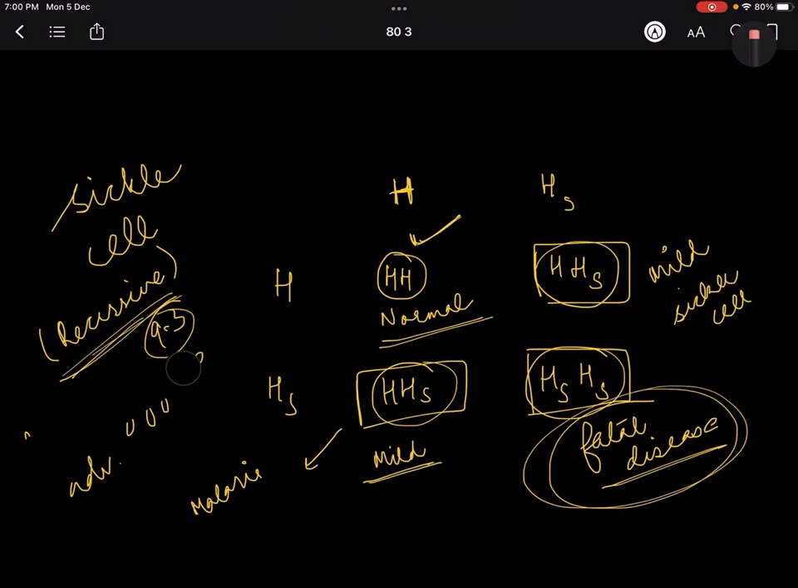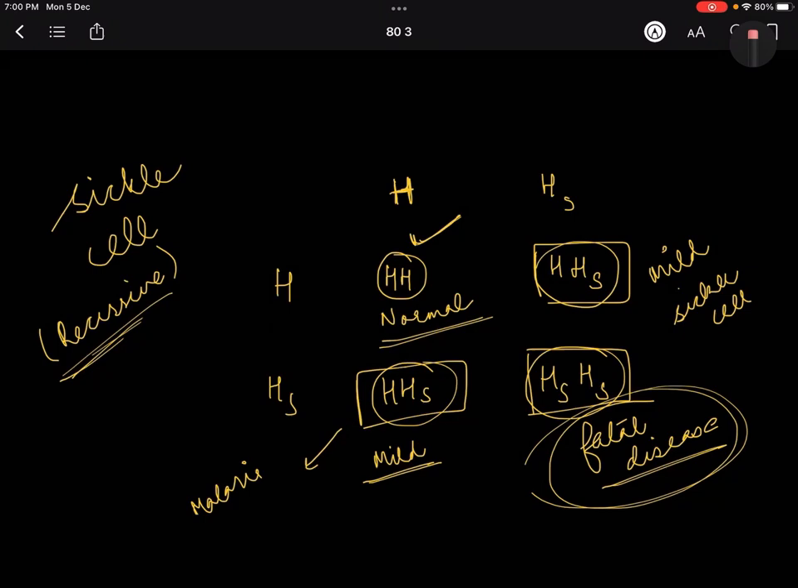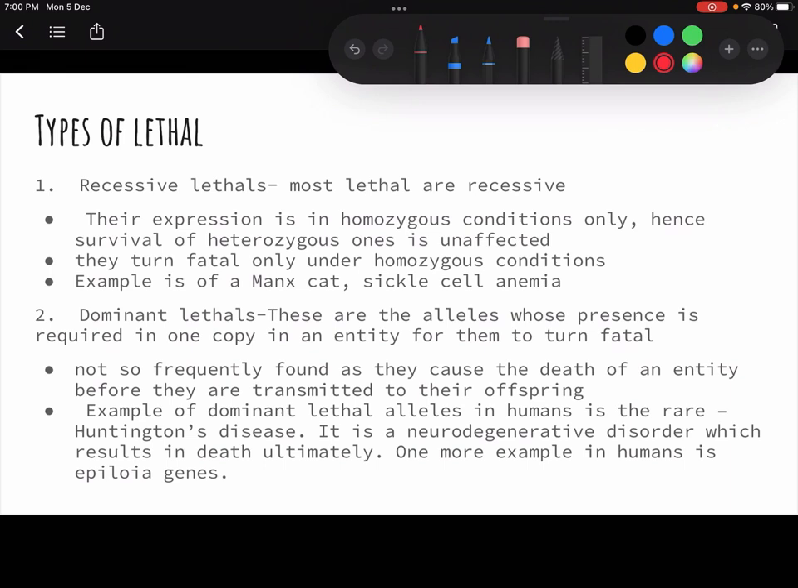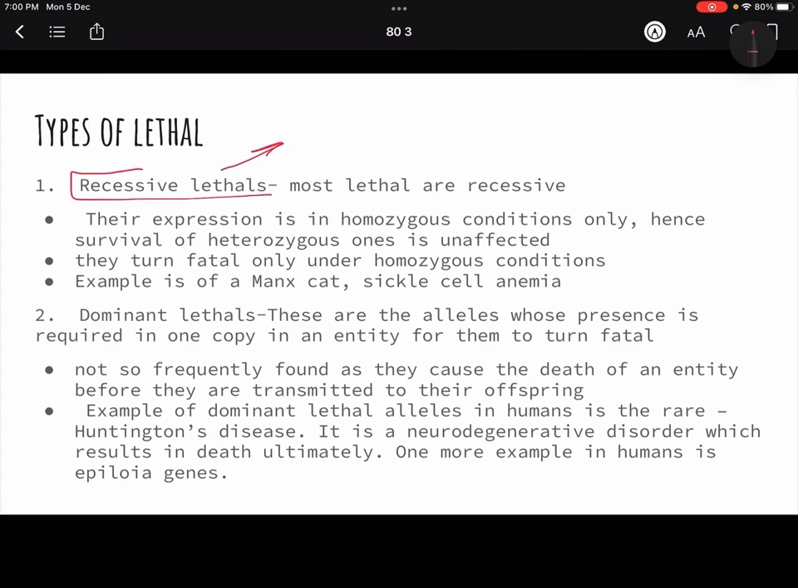Let me remove this part. So this you will understand from here. Okay, so types of lethal. First is recessive lethal. Now we have talked about what is recessive lethal. That means it is not going to cause death in every case because the gene is recessive. That means if it becomes homozygous, only then it will cause the death.